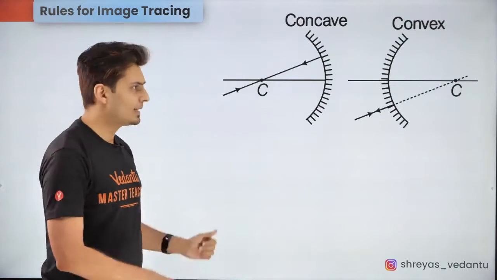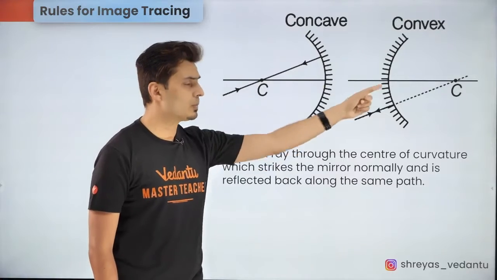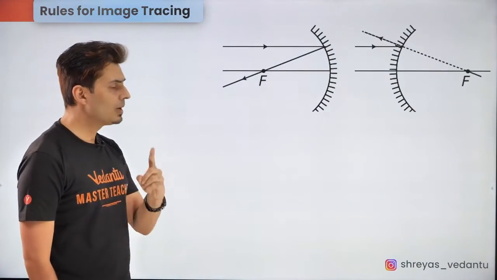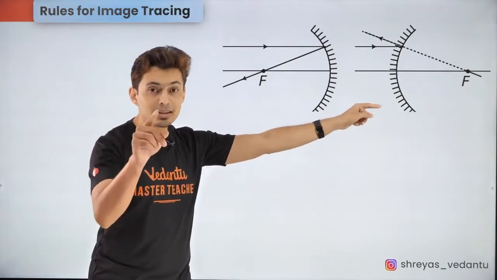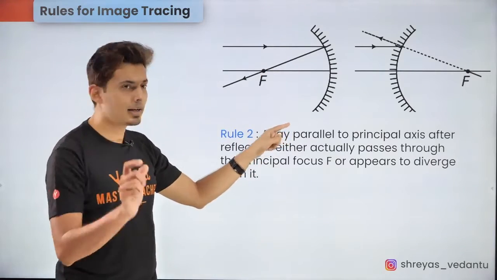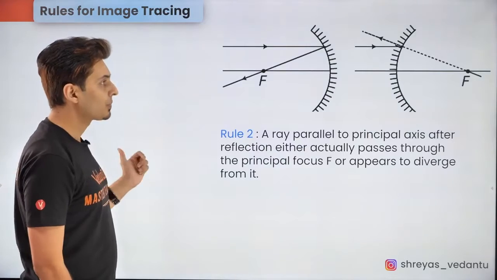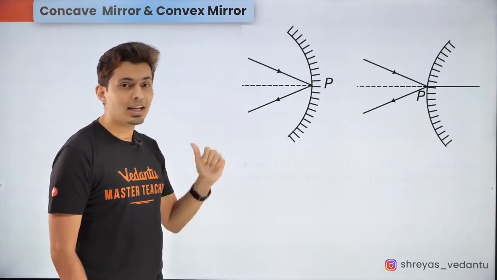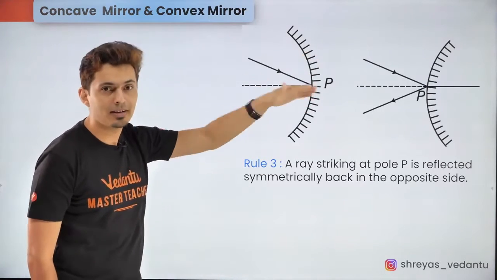Now rule number 1 says that when you have a ray which passes through the center of curvature or appears to pass through the center of curvature, it retraces the same path. Rule number 2 says that when you have a ray which is parallel to the principal axis, then after reflection, it passes through the focus for a concave mirror, or it appears to pass, when extended, through the focus for the convex mirror. Rule number 3 says when you have a ray which is incident on the pole, then it reflects back symmetrically about the principal axis on the other side.